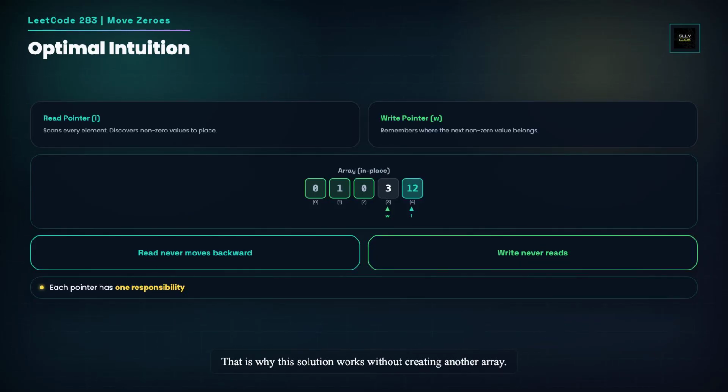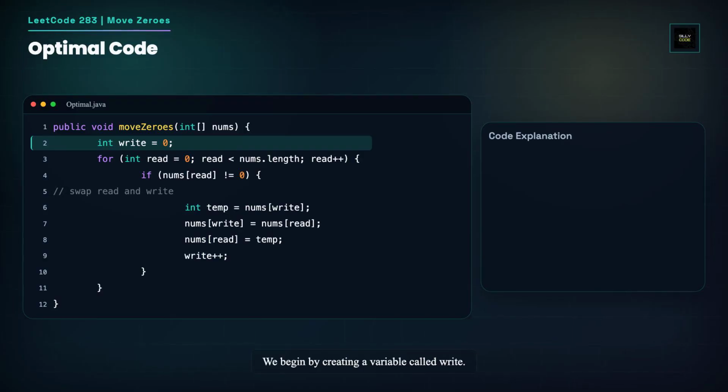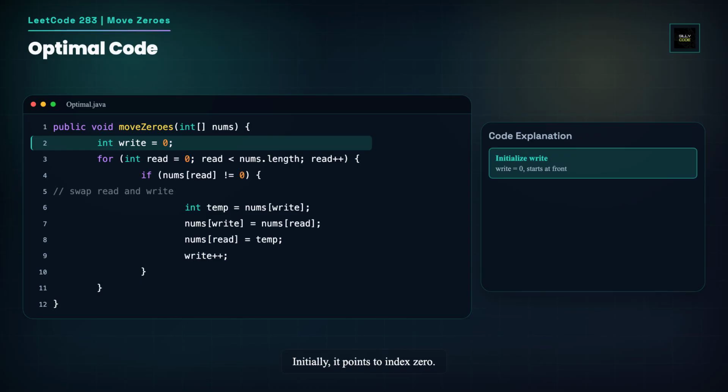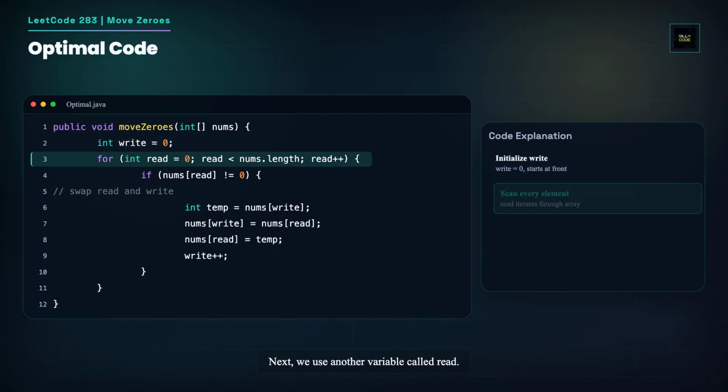Now let's see how we implement it. Let's translate this idea into code. We begin by creating a variable called write. Initially, it points to index 0. Next, we use another variable called read. This pointer visits every element in the array, one by one.